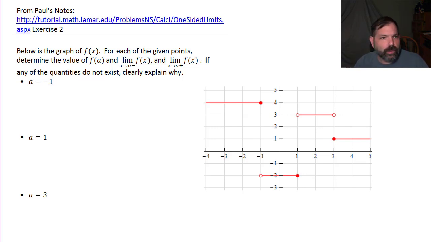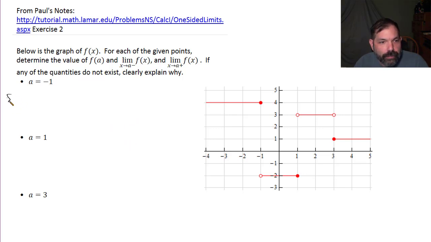All right, so here I took this exercise from the Paul's Notes pages. And here we're given this function. It looks like a step function, right? It's different levels, different steps. All right, so here we're asked for each of the given points to determine the value of f of a, the limit with x approaching a from the left of the function, and the limit with x approaching a from the right of the function. If any of these quantities do not exist, clearly explain why.